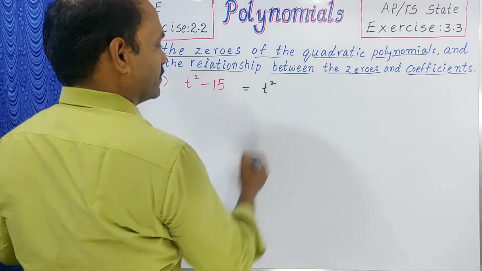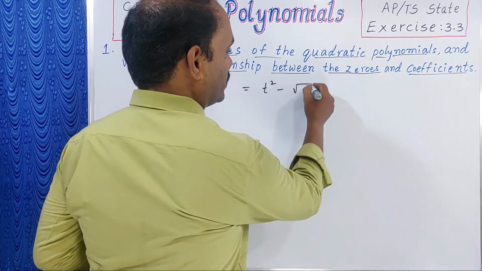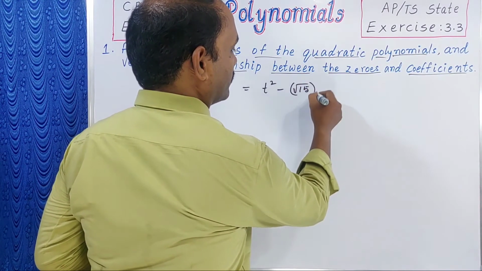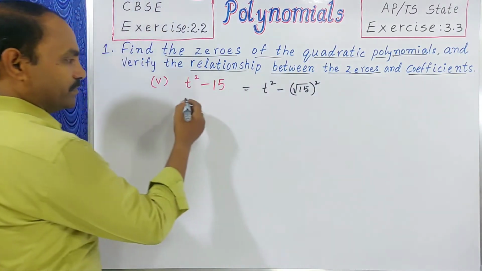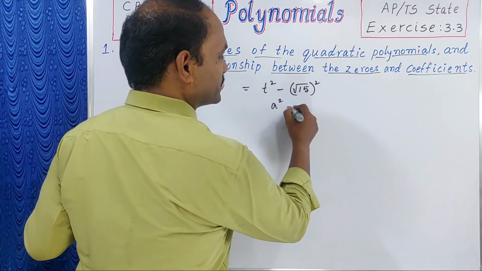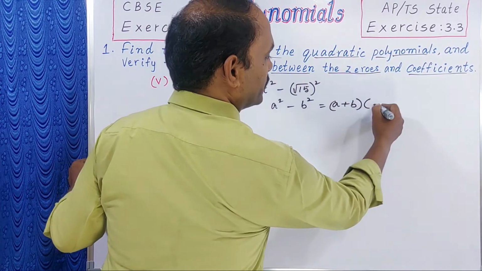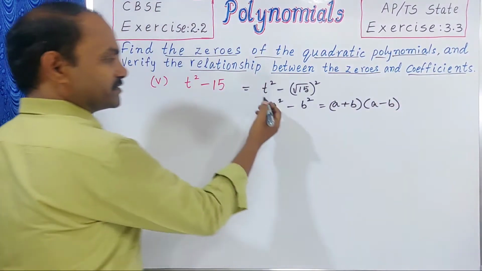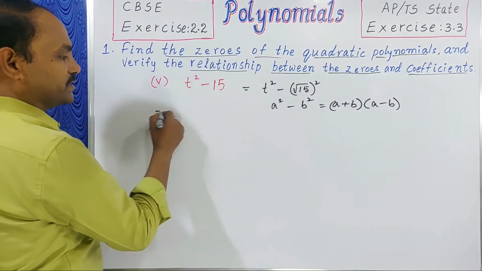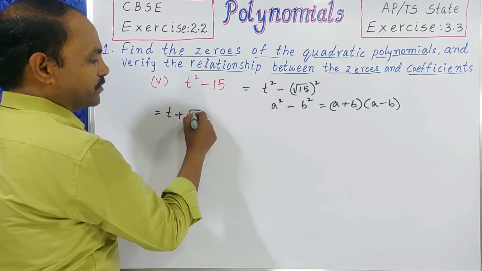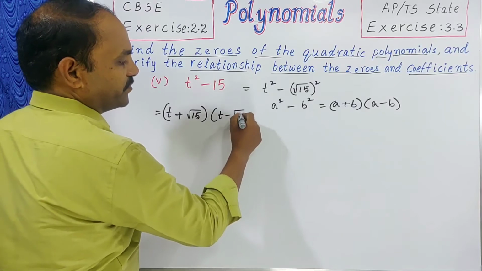t square minus 15 can be written as root 15 whole square. We can write it like this, then it is in a square minus b square form. What is a square minus b square? It is a plus b into a minus b. That's why it is t minus root 15 into t plus root 15, which is equal to t plus root 15 into t minus root 15.